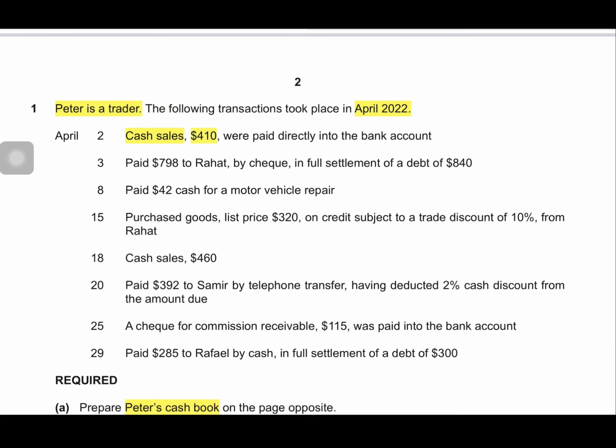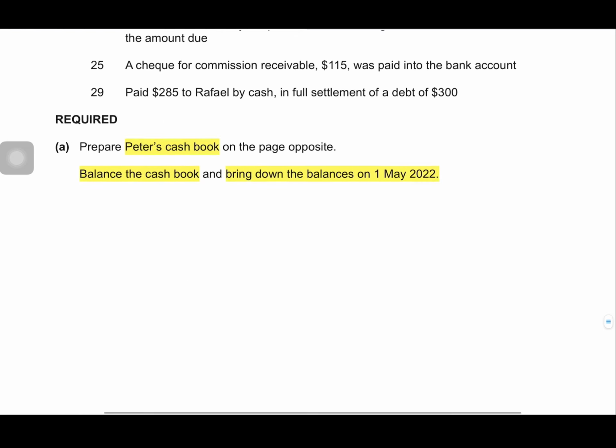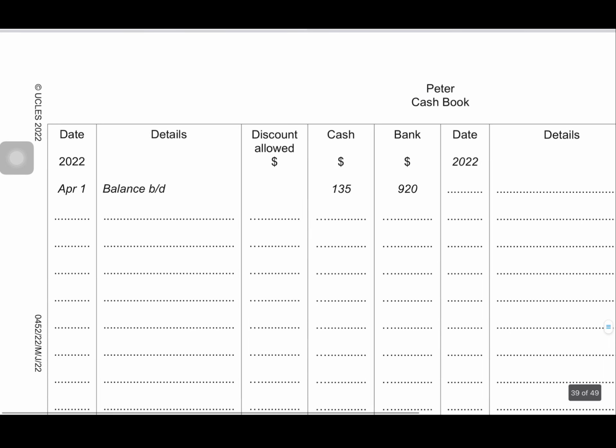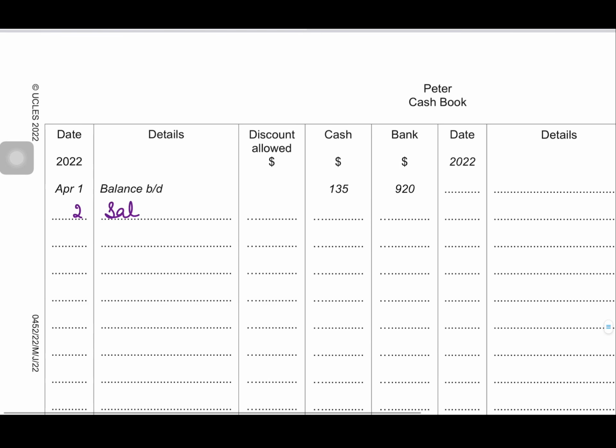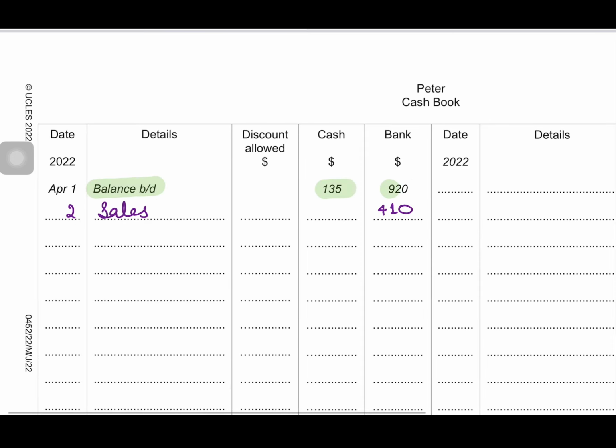Cash sales amounting to 410 were paid directly into the bank account. So since they were directly paid into the bank account, we won't be debiting cash, rather we will debit bank and we will credit sales with 410, right? This will be recorded on the debit side of my cash book on April 2nd, sales, and in bank column. We can also see that we are also given the balances brought forward for cash and bank. So make sure when you are balancing these two columns, when you are extracting the balance, we do include these amounts to calculate the correct balance, right?